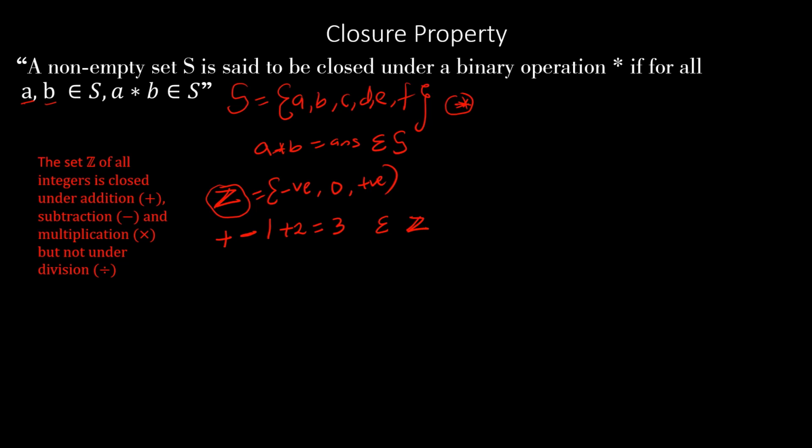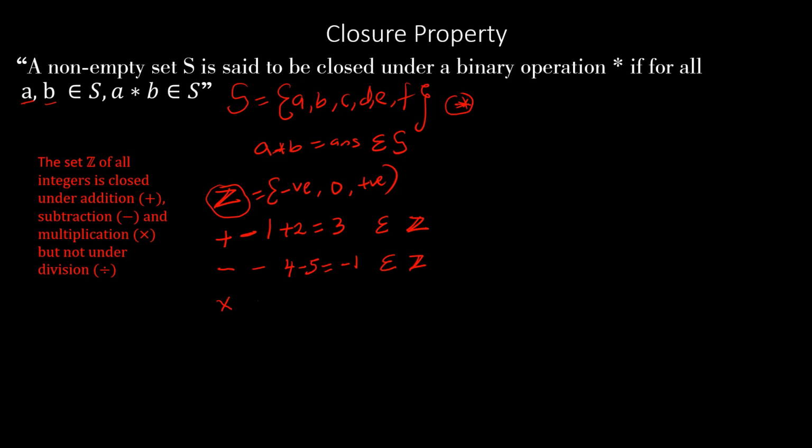For subtraction, if we select any two elements such as 4 minus 5, we have our answer to be minus 1. Since minus 1 is also part of Z, the same thing applies: if you take any two elements of Z and perform operation minus on them, you are going to have another element which is also an element of Z. So we also say Z is closed under the operation negative, which is minus.